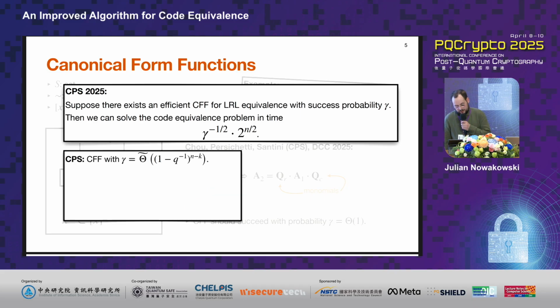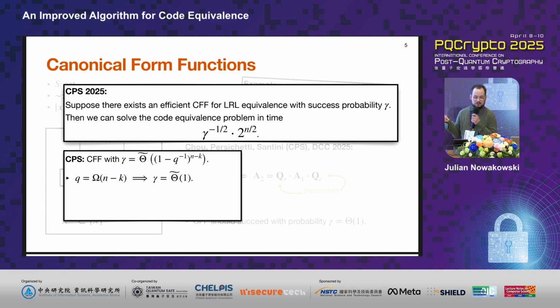So CPS also give a canonical form function, and theirs has success probability basically 1 minus 1 over q, raised to the power of n minus k. Notice that if q grows at least as fast as n minus k, then we're going to end up with a quite decent constant success probability. And if you want to use this canonical form function inside of LESS to reduce the signature size, then this is going to be just fine, because the LESS parameters satisfy exactly this, like q is larger than n minus k, and everything works fine. And in fact, if you run the canonical form function in practice, its success probability is basically 1 for the LESS parameters. You basically never see it fail.